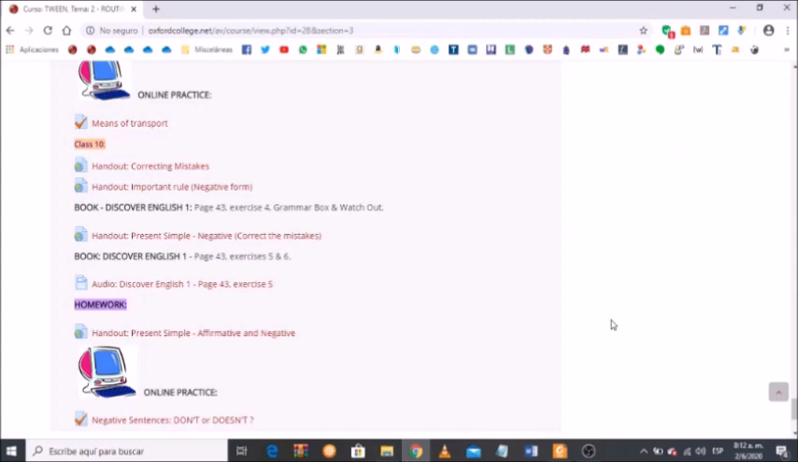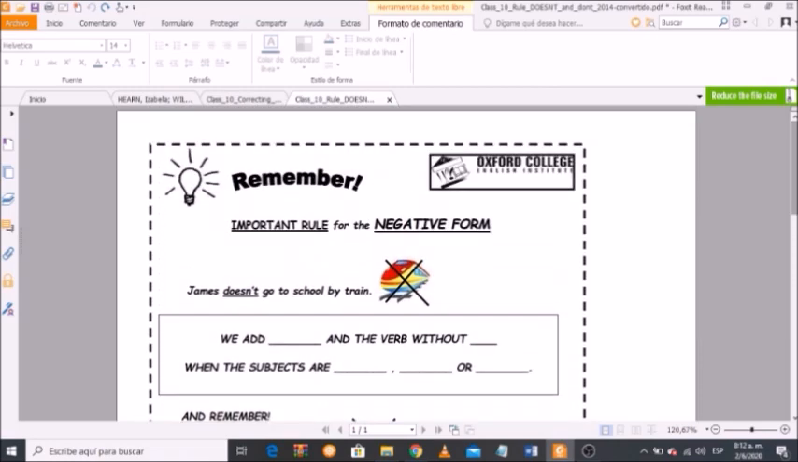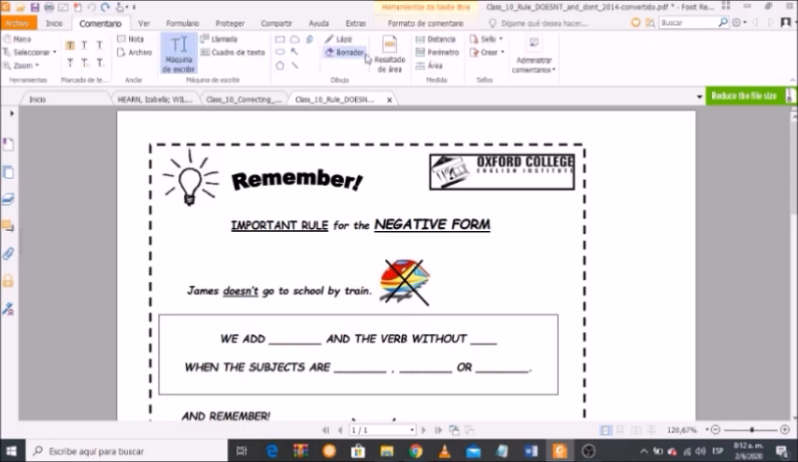Okay, now we're going to work with the handout called Important Rule, negative form. Okay? Important Rule, negative form. So, this is the handout. And pay attention because it says remember. So we are going to highlight this and this as well. Y recuerden también, como siempre les indico, que si tuvieron la posibilidad de imprimir este handout, no deben doblarlo a la hora de pegarlo en la carpeta. Okay, and it says, important rule for the negative form. Okay, for the negative form.